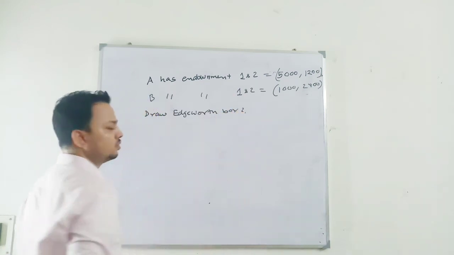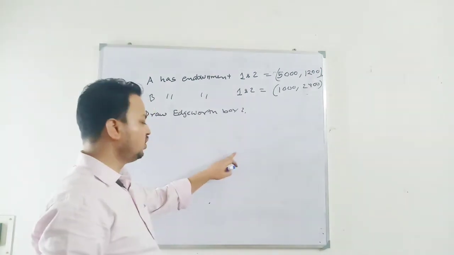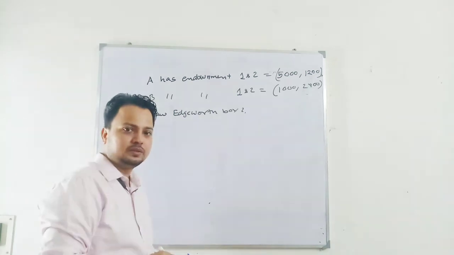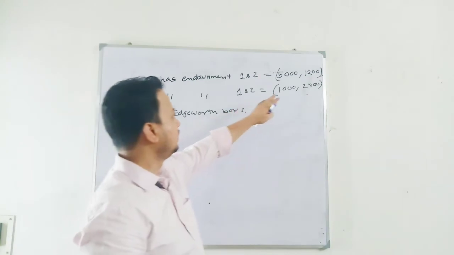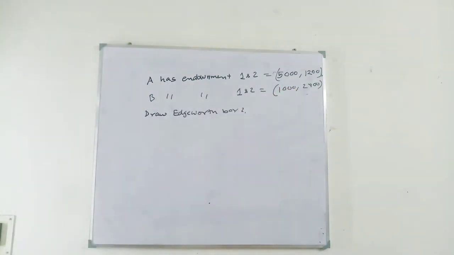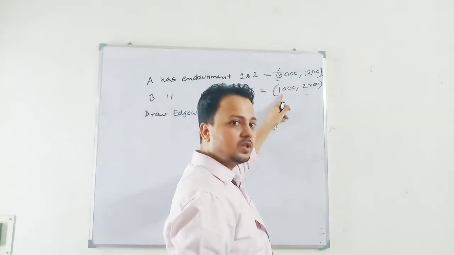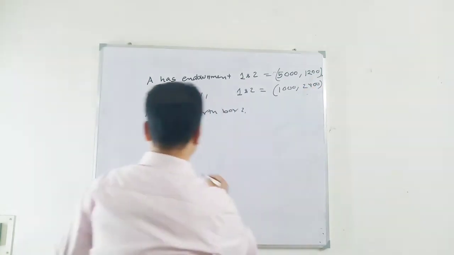So what is an Edgeworth box? An Edgeworth box is a tool that shows two consumers' preferences and their endowment bundles. The dimension of the Edgeworth box is determined by the total supply of X and Y. How do I derive the total supply of X and Y? By adding the endowments of good X, I get the total supply of good X, and likewise for good Y.